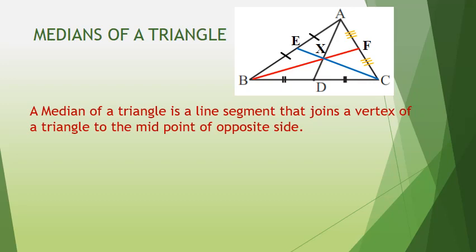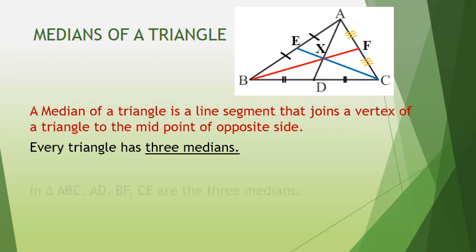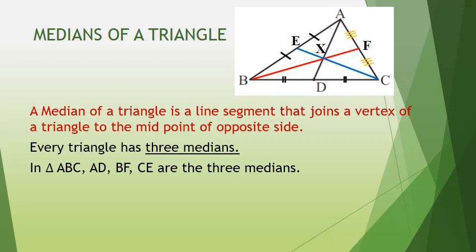Now look at the figure and tell me how many medians are there in a triangle. Yes, you can see 3 medians. Hence we can say that every triangle has 3 medians. In triangle ABC, AD, BF and CE are the 3 medians. Now you can see that all the 3 medians meet at a point in the interior of the triangle. It is marked as X.